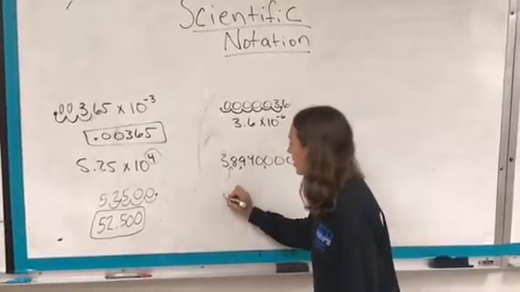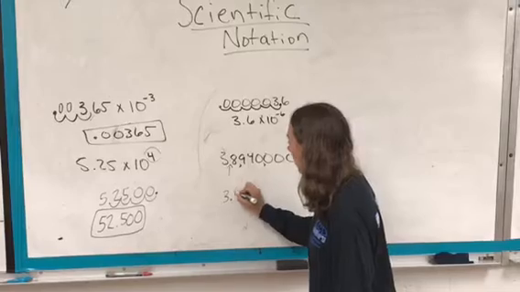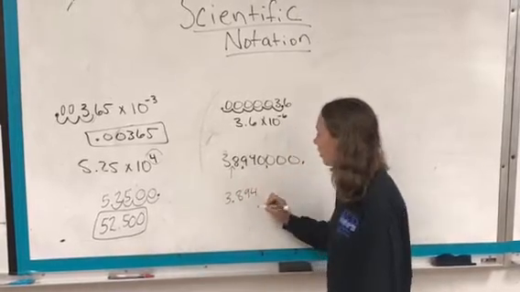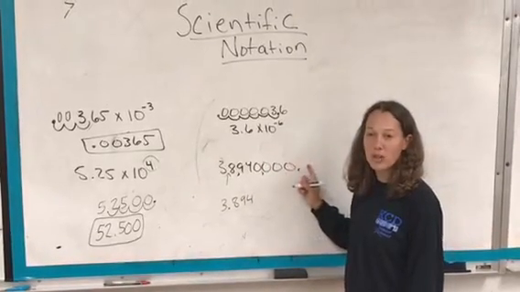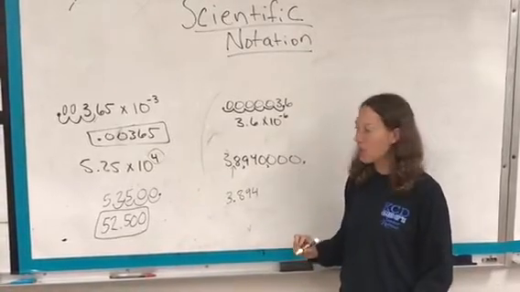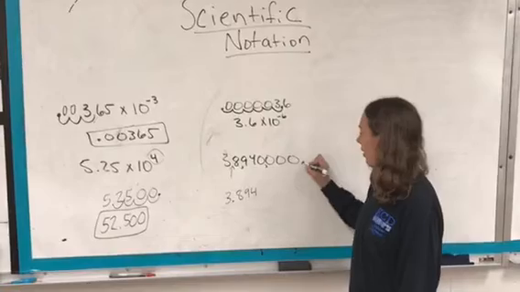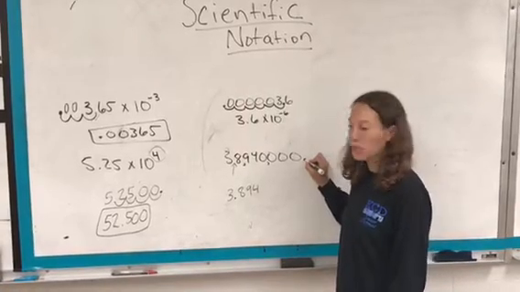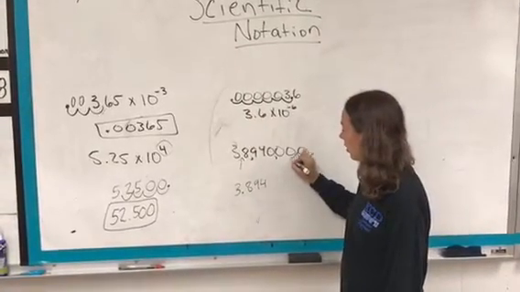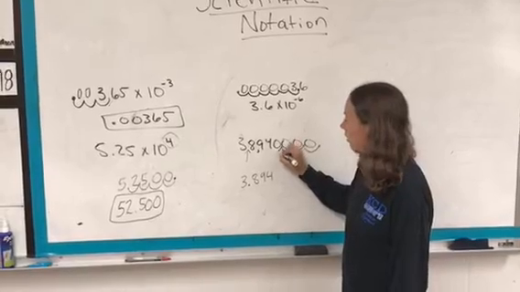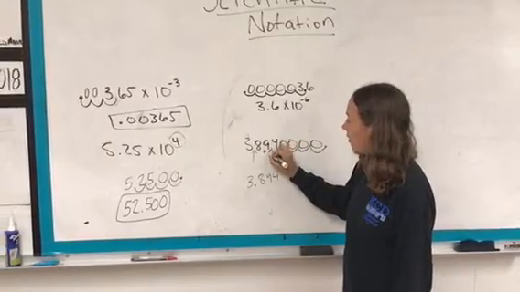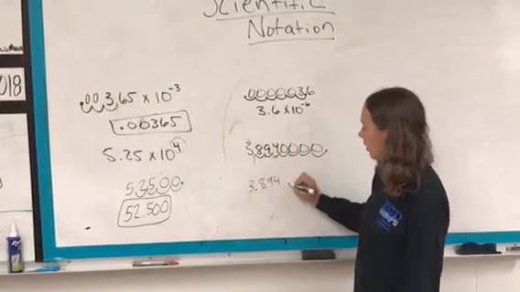So I know my base has to be 3.894. We can cut off all the zeros at the back because they're non-significant digits. But if it's a non-zero number, you have to include it. And now we're just going to count how many times our decimal place moves. So we've got 1, 2, 3, 4, 5, 6, 7.